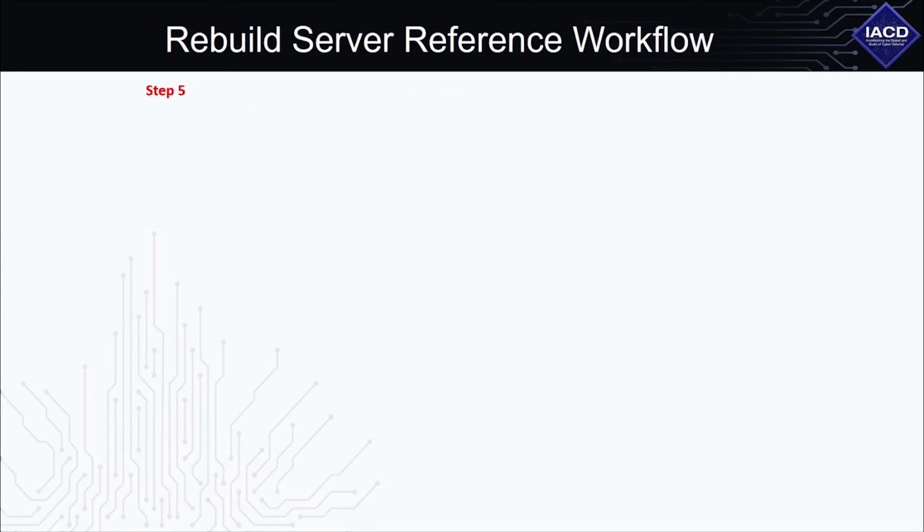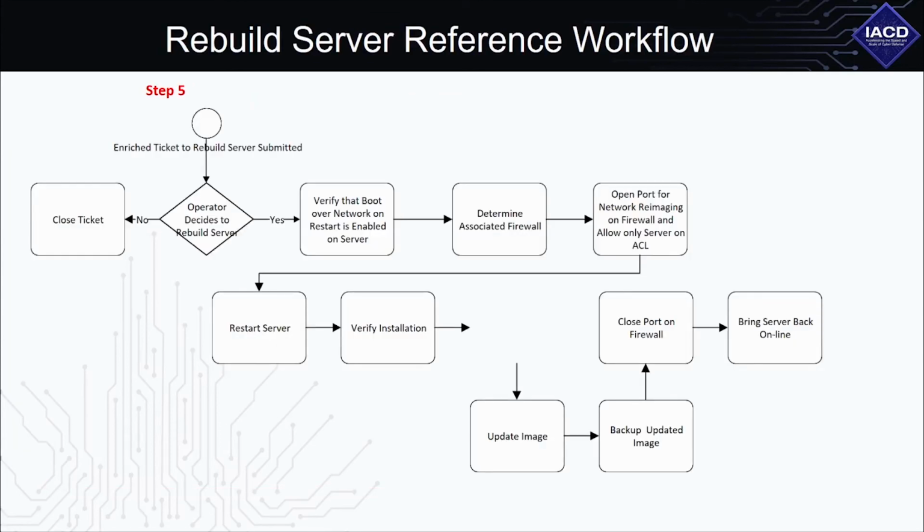Step 5. Identify any decisions that need to be made during the process. Ask yourself, are there steps that only occur under particular conditions? In this case, the image is updated and backed up only if the image was non-compliant.